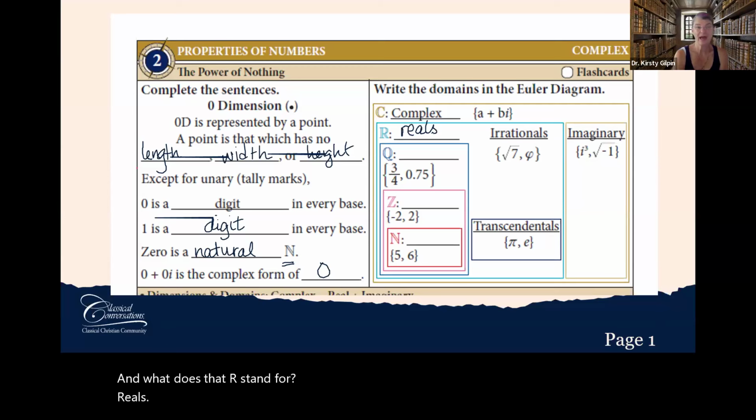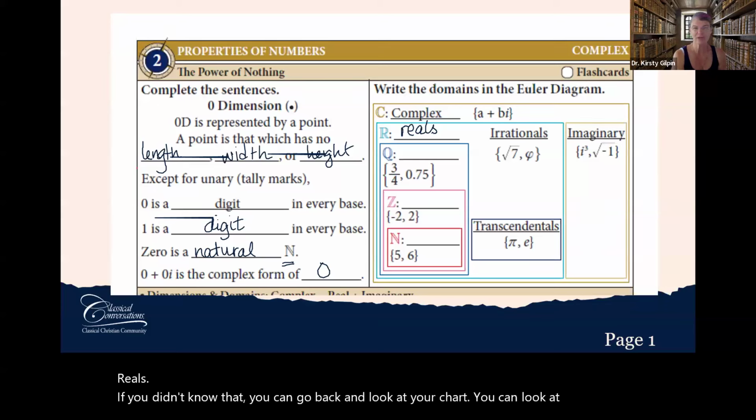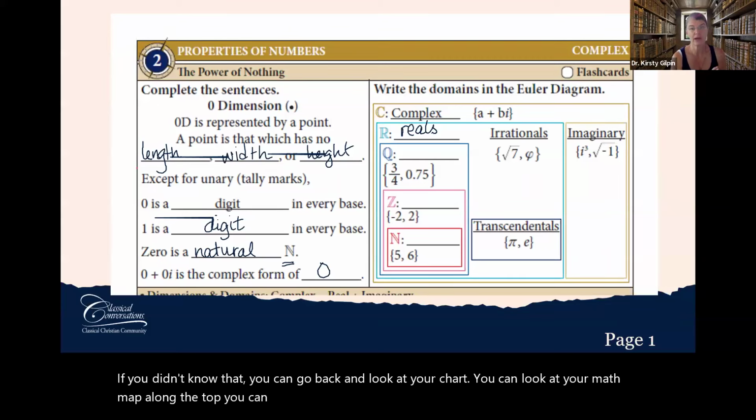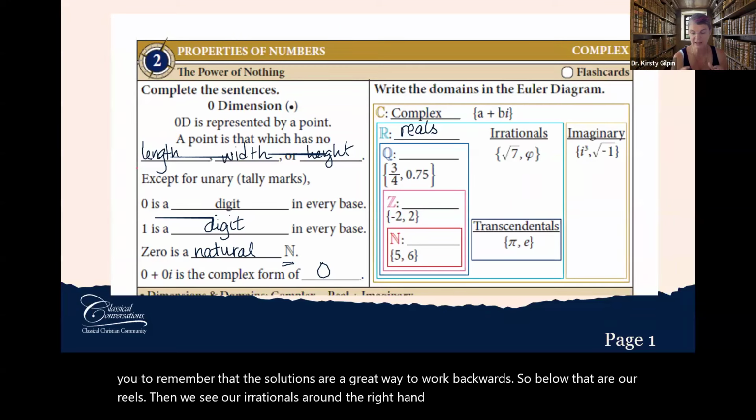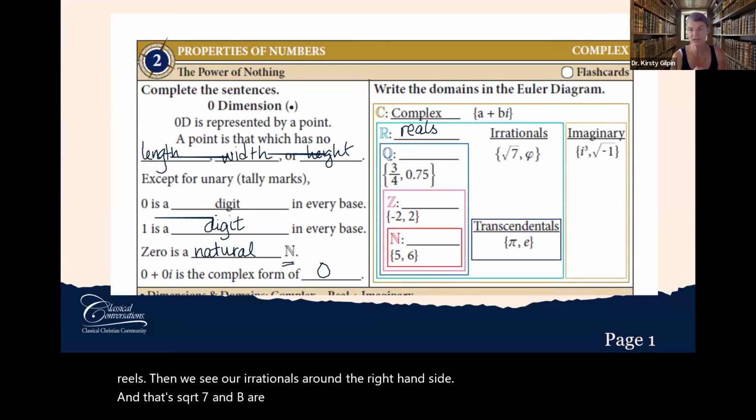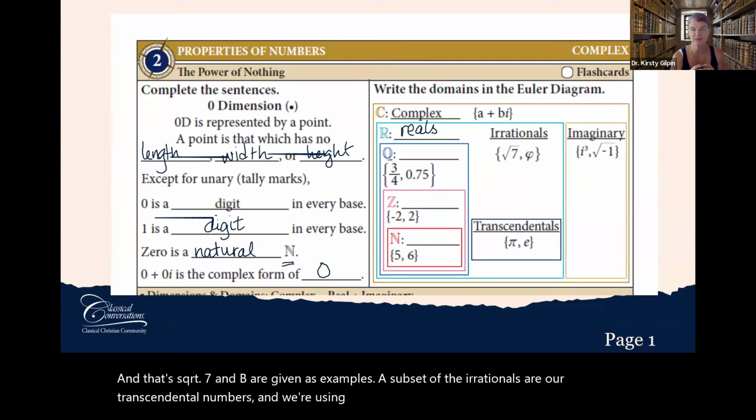If you didn't know that, you can go back and look at your chart. You can look at your math map along the top. You can also go and look at your solutions. We really want to encourage you to remember that the solutions are a great way to work backwards. So below that are our reals. Then we see our irrationals on the right-hand side, and the square root of 7 and phi are given as examples. A subset of the irrationals are our transcendental numbers, and we're using pi and e as examples.